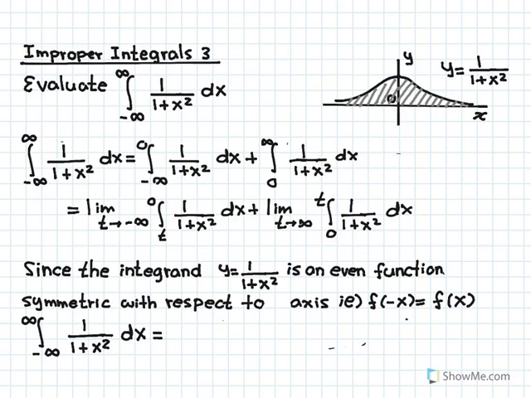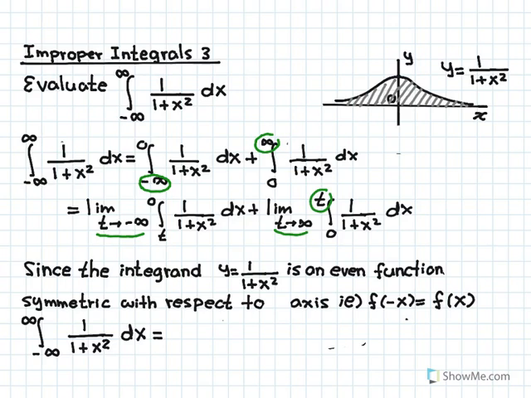When you have a limit that's infinity or minus infinity, replace that by a variable. In this case, we decided to choose t, but you can use any variable. Then take the limit as t goes to, say, minus infinity in this case. And here we have infinity, so replace the upper limit by t, and then take the limit as t goes to infinity. That's the basic idea of improper integrals.